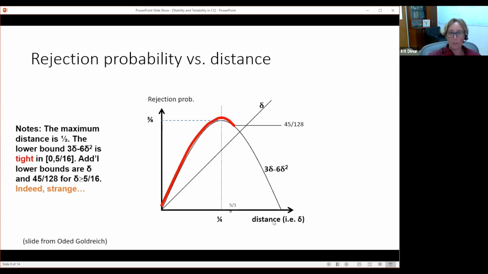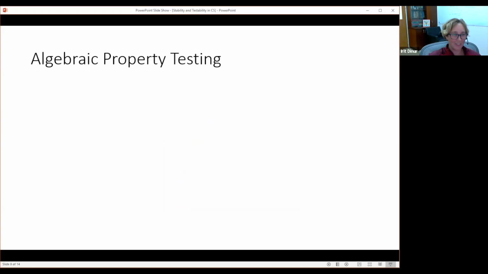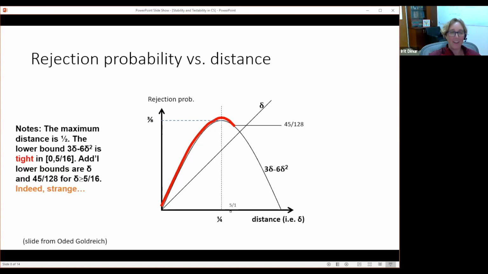On the x-axis, we just have the distance of my function from a linear function. And on the y-axis, I have the rejection probability. I'm sorry, I don't have the 2/9 over here, but I want to point out something very interesting, which is that this function in red is tight, meaning that there is both the analysis and a counterexample showing that the relationship between distance and rejection probability is not even monotone.